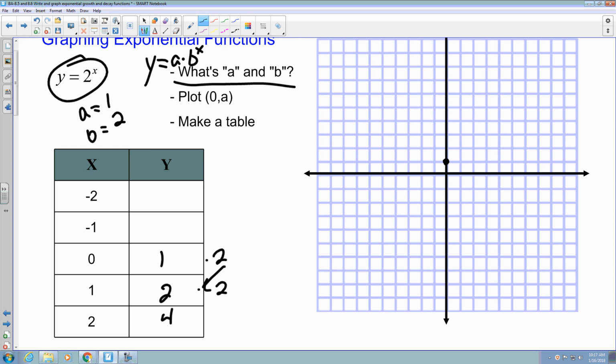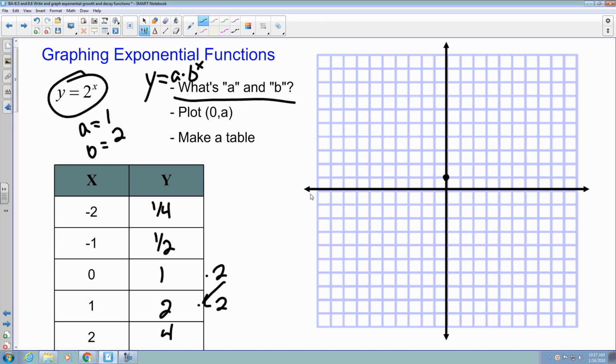Okay, now to go backwards as a negative number, instead of multiplying 1 by 2, we are now going to divide 1 by 2 to get the reverse. So 1 divided by 2 would be 1/2, and 1/2 divided by 2 would be 1/4. So we just fill in the rest of the chart. -2 comma 1/4, -1 comma 1/2, 0 comma 1 we already got, 1 comma 2, plot that point, 2 comma 4 is right here, and then our exponential function will look something kind of like this.